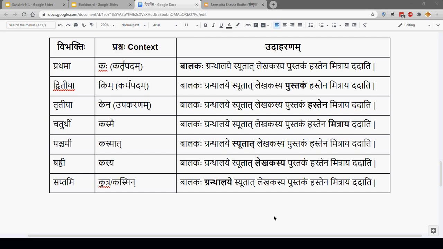We have discussed this before. Though it looks like there are a lot of vibhakti tables, how do you remember that? But if you actually look at those vibhakti tables, most of the patterns are similar.